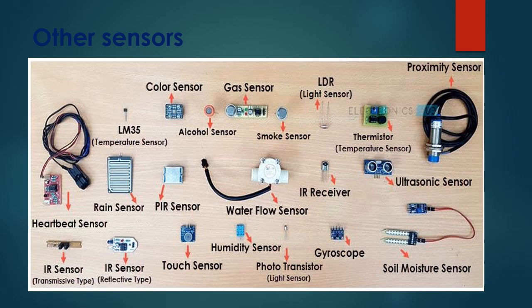We can also look at other examples of sensors. There are so many, like humidity sensors, gas sensors, rate sensors, and ultrasonic sensors, which sense the obstruction distance and give the corresponding value.